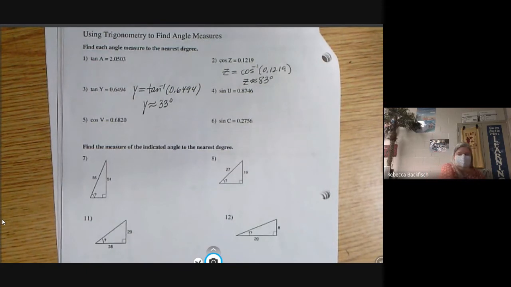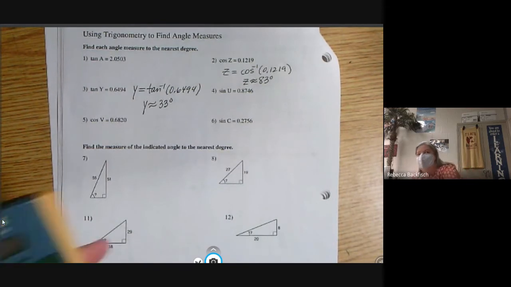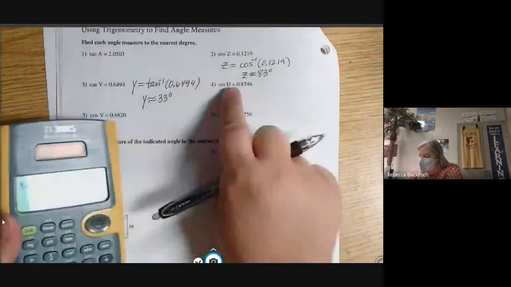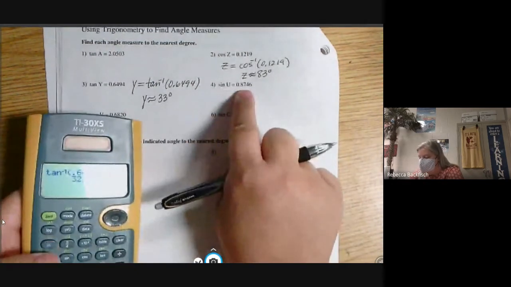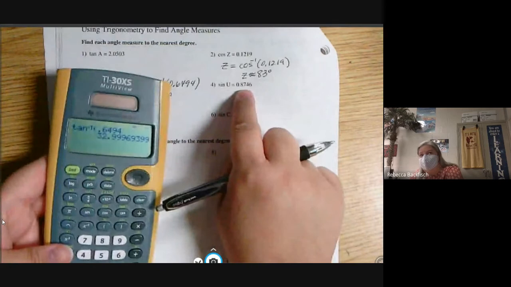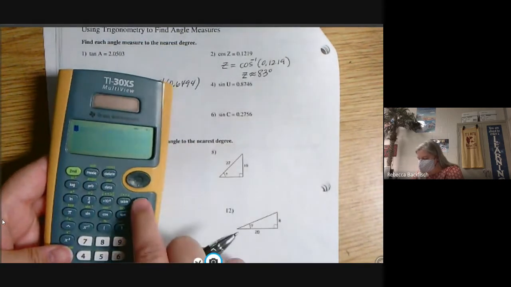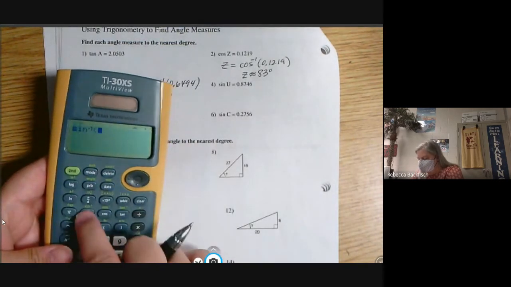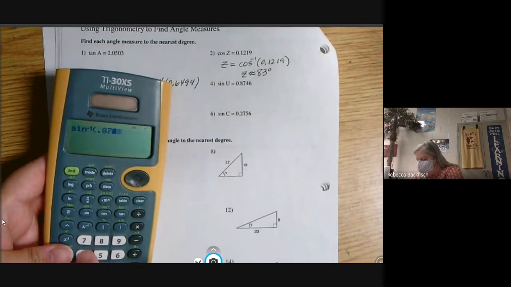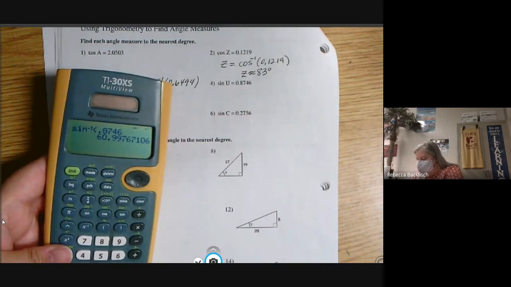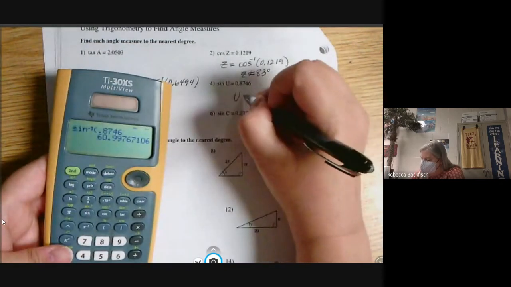Okay, so basically we've just got some keystrokes to do here. If the sine of u is 0.8746, that means the inverse sine of 0.8746 should give me u, which is about 61 degrees.